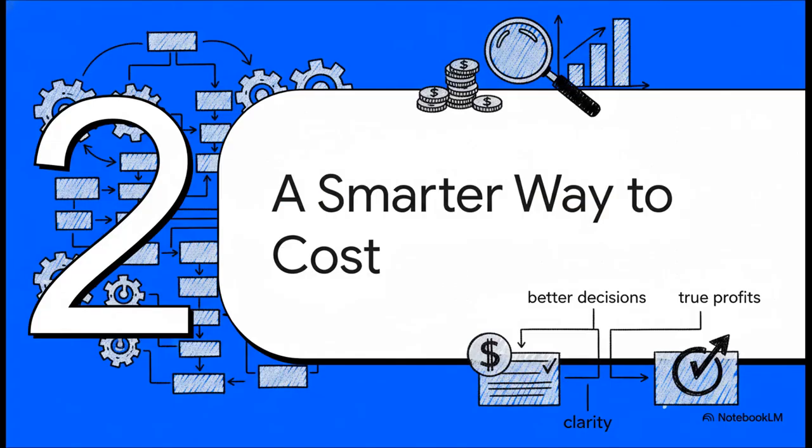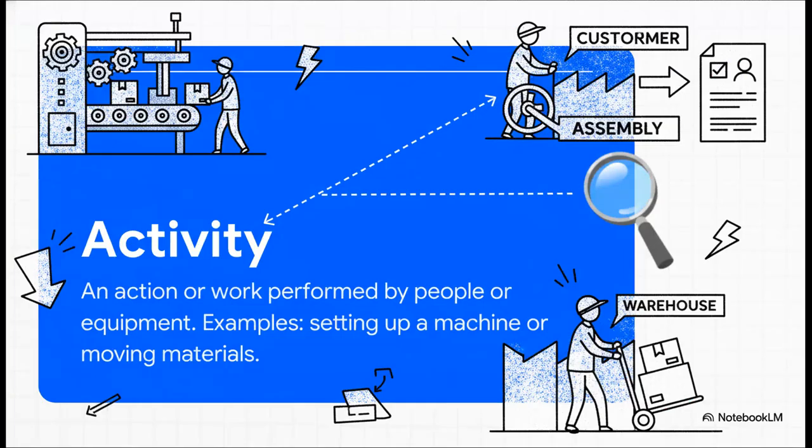All right, so how do we fix this mess? This is where activity-based costing comes in. It's a much smarter, way more precise way to see the truth, and it gives you the clarity you need to make way better decisions. Okay, the first core idea in ABC is the activity. And it's exactly what it sounds like, a specific action or a task. I mean, think about everything that has to happen to make something. Setting up a machine for a production run, processing a customer's order, moving parts from the warehouse to the assembly line. Each of those is its own separate activity.